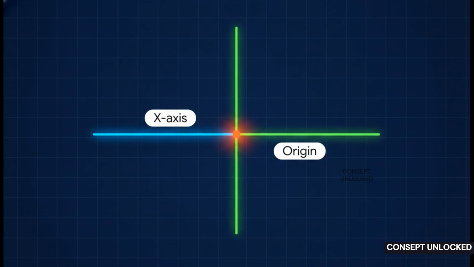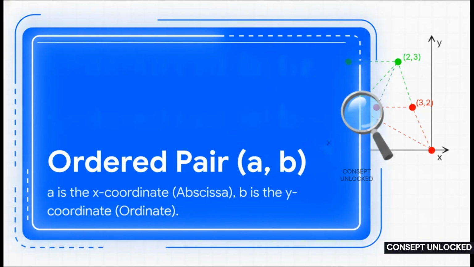Now let's look at how this map is actually built. Think about how your phone's GPS works. You need intersecting roads to pinpoint a location, right? Well, in our Cartesian plane, we pinpoint a point's position using two fixed, perfectly perpendicular lines called coordinate axes. You've got the horizontal line, that's our x-axis. Cutting straight through it is the vertical line, the y-axis. These two main highways intersect at one critical junction, right in the dead center, and we call that point the origin.